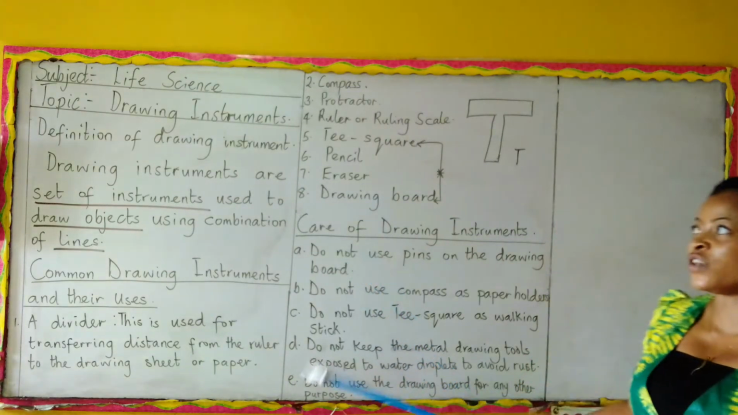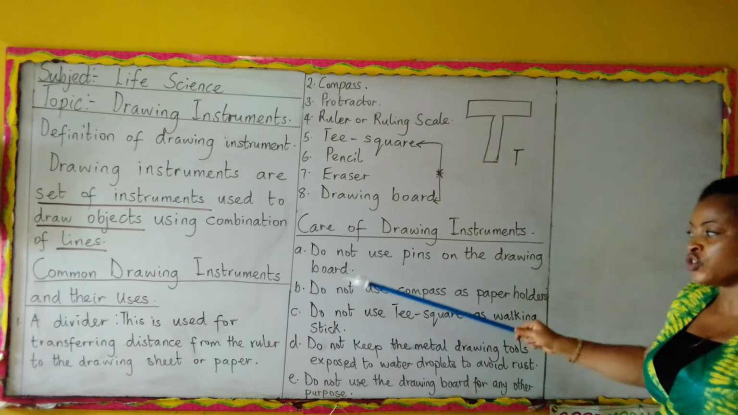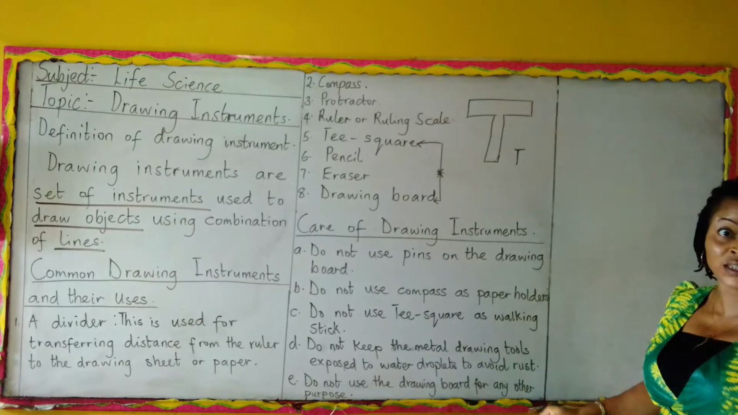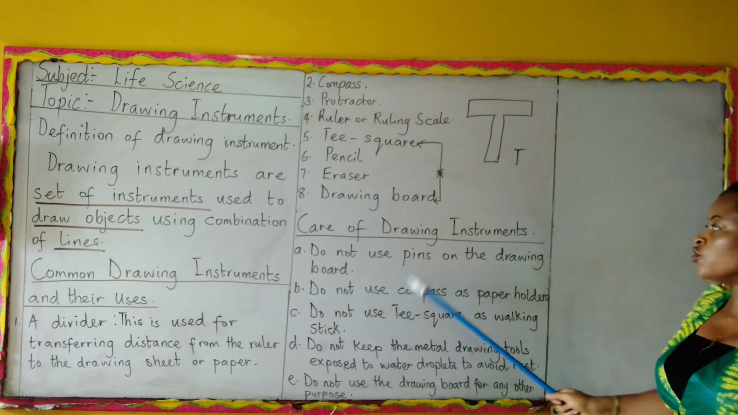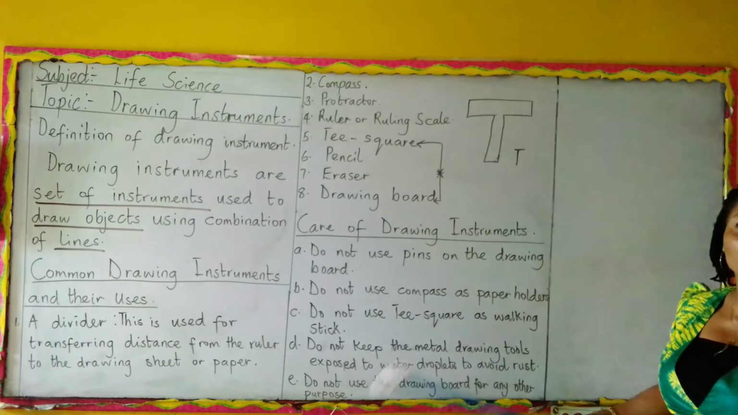So the last part of this particular topic is going to be care of drawing instruments. So I'm going to read it out because it is written in short and simple sentences, easy to understand. Do not use pins on the drawing board. Good. This is made up of either wood or plastic.